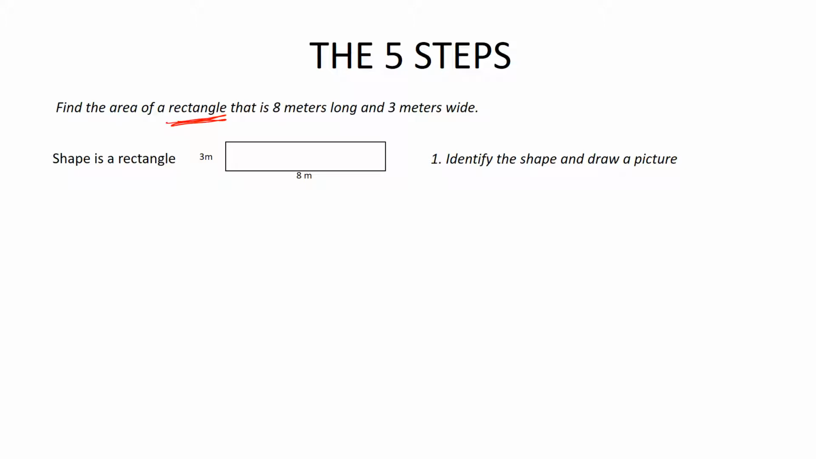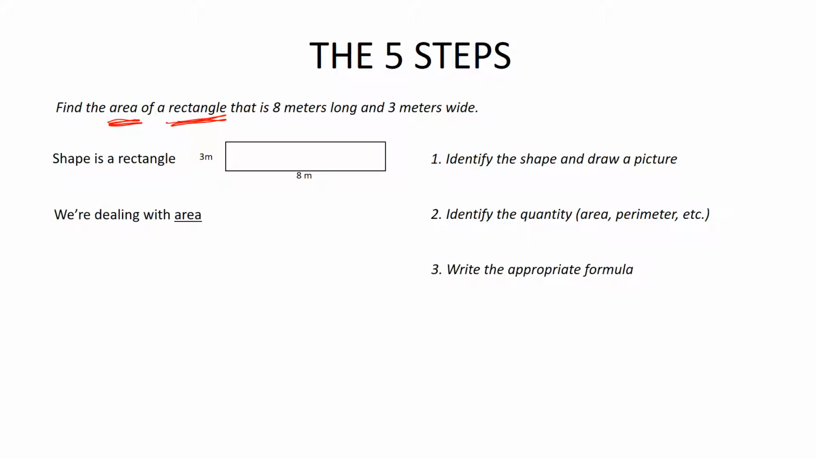All right, step 2. You identify the quantity we're working with. Are we talking about area, perimeter, volume, surface area, what? Again, this is stated explicitly in the problem, so we know we're working with area. All right, check.